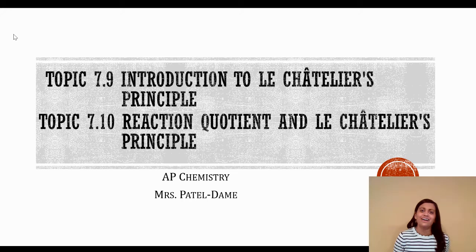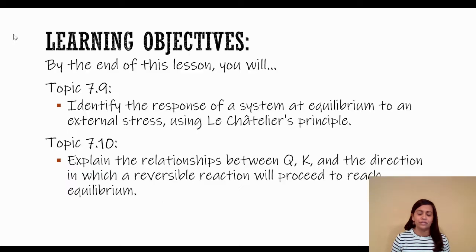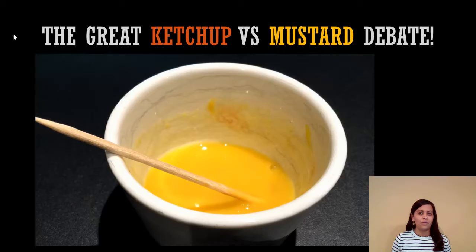Everyone, Mrs. Patel Dame here for topic 7.9, Introduction to Le Chatelier's Principle, and topic 7.10, Reaction Quotient and Le Chatelier's Principle. So by the end of this lesson, you will identify responses of a system at equilibrium to an external stress using Le Chatelier's Principle. Pretty much when something happens to your reaction, is it going to go to the reactants or the products? And then what also happens between K and Q and which direction the reaction is going to go in equilibrium to respond to that stress.